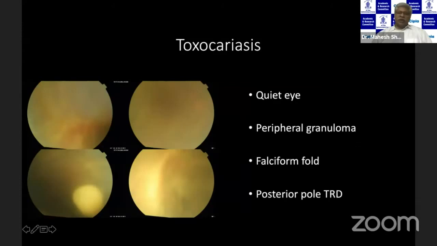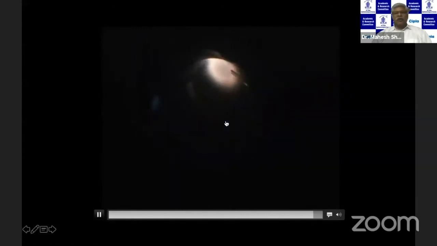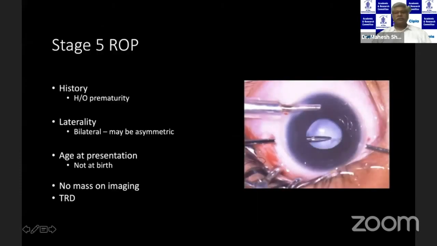And what we would look at is a peripheral granuloma and a falciform fold and a posterior pole traction retinal detachment, which is what you can see here. I'm operating on this eye with a traction retinal detachment secondary to toxocara. You can see this fibrous tissue extending from the disc towards the peripheral granuloma, and we can see this is the falciform fold. Usually a peripheral granuloma and the connecting retinal fold is what we would see in a toxocara granuloma.